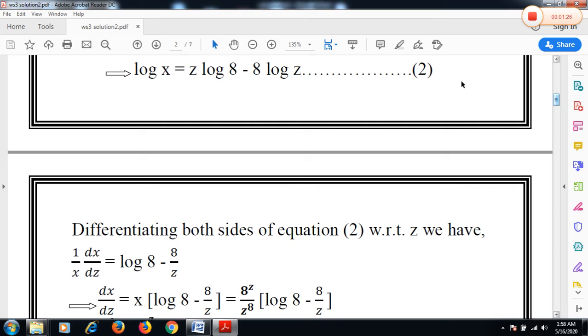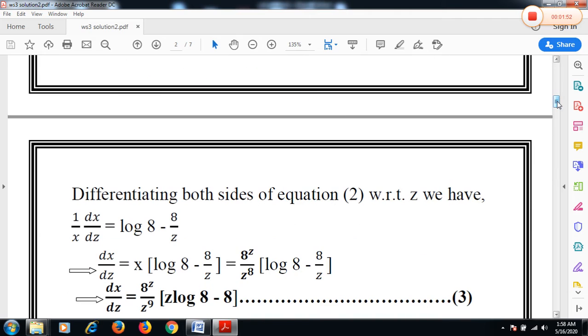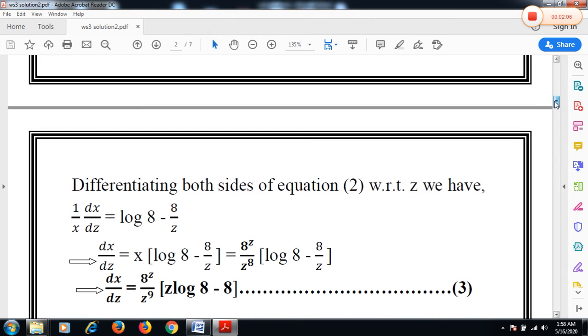Differentiating both sides of equation 2 with respect to z, we have 1 by x dx/dz equals log 8 minus 8 by z. On the LHS of this equation we are using the chain rule, so dx/dz will be x into log 8 minus 8 by z. Putting x equals 8 to the power z by z to the power 8 from equation 1, we have dx/dz equals 8 to the power z by z to the power 8 times log 8 minus 8 by z. Now dx/dz equals 8 to the power z by z to the power 9 times z log 8 minus 8. We have numbered it as equation 3.